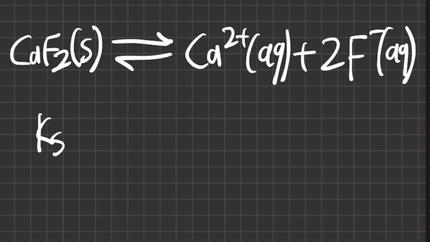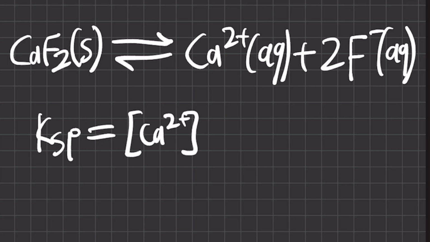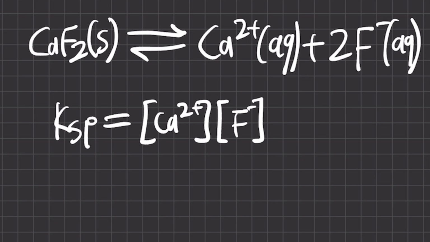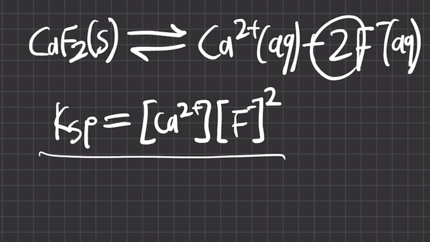So KSP in this case will be the molarity of calcium ions and molarity of fluorine ions. But be careful, put the exponent of fluorine ion as 2 because it has 2 for coefficient. KSP, the solubility product, can be written as this.